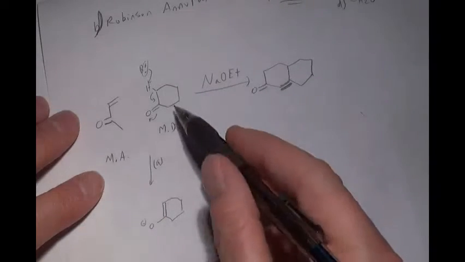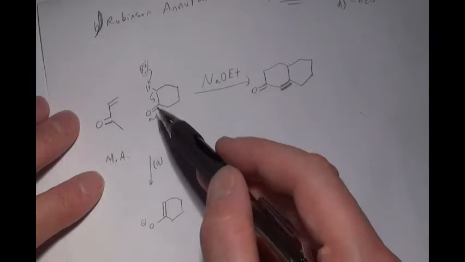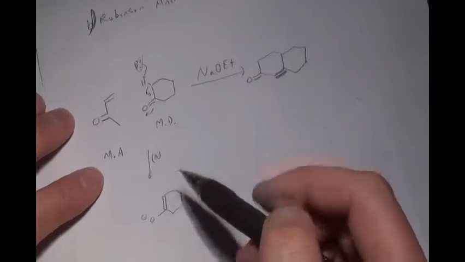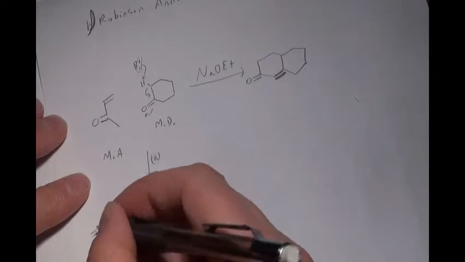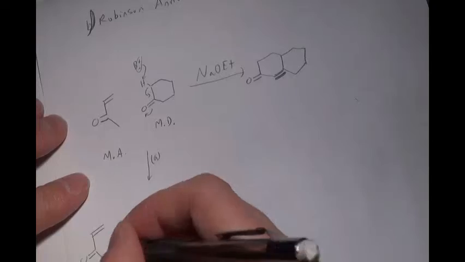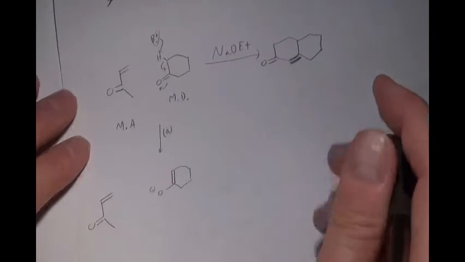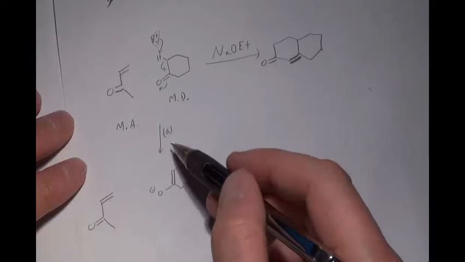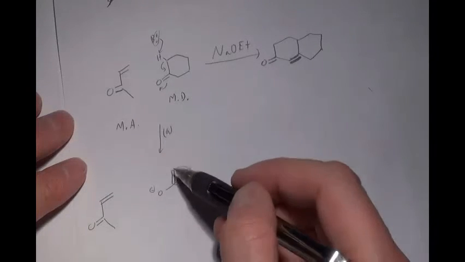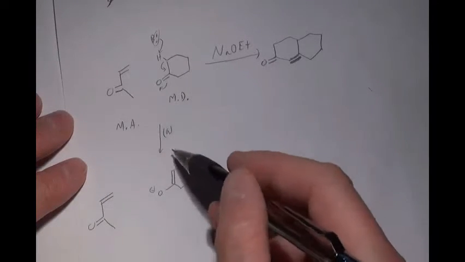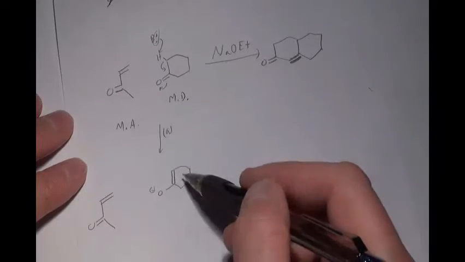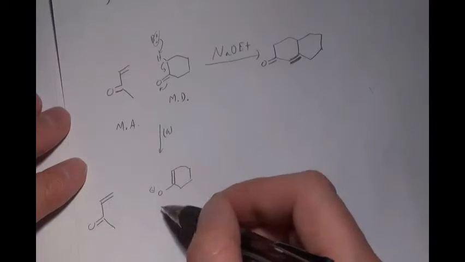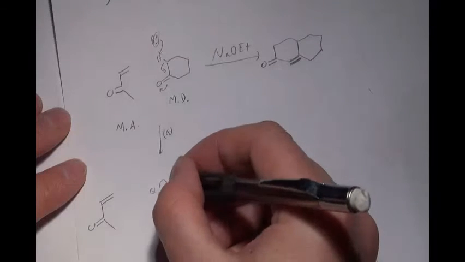We enolized the ketone. Took the base, ripped off the proton, make an enolate. Now we're going to do the Michael. Okay, so the step A, we could call this the Michael. We'll call this part of step A. But the real Michael is next, where the Michael donor attacks the Michael acceptor.